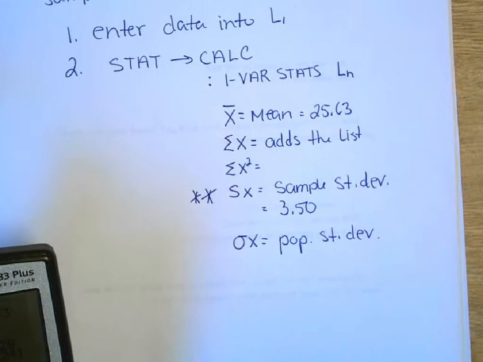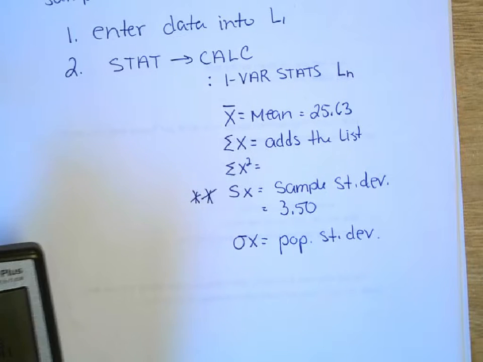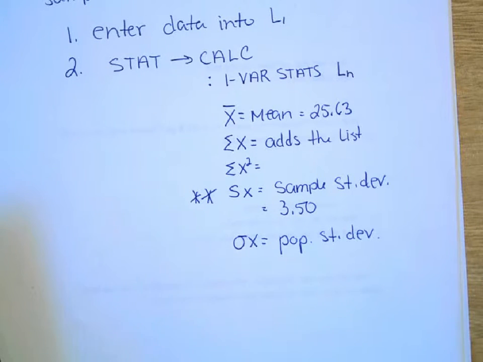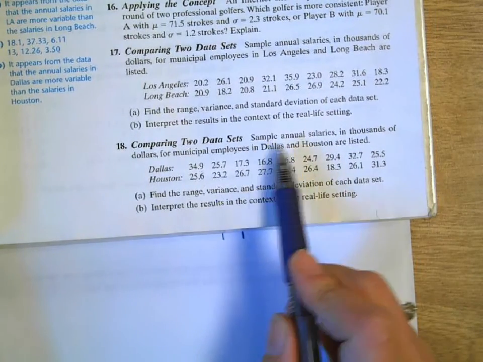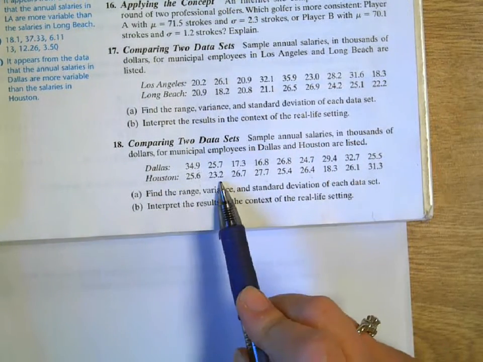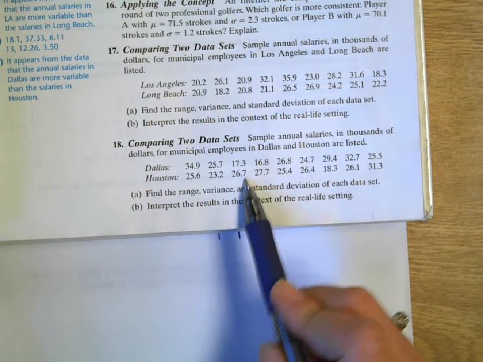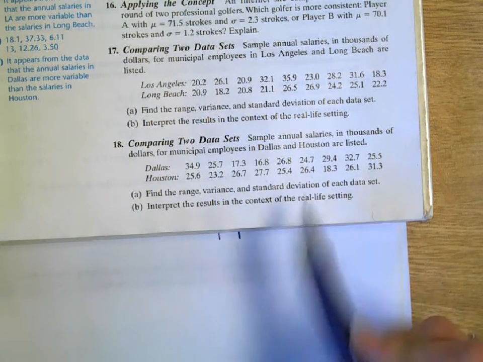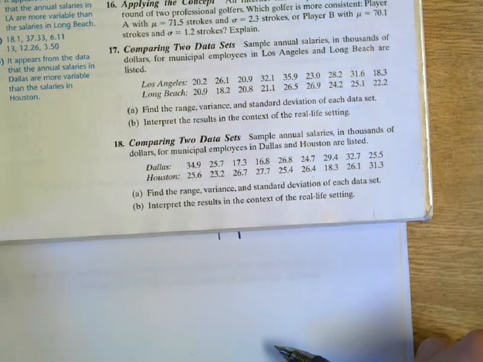Does the calculator know whether the numbers in that list are from a population or a sample? Why doesn't it know? Because it's not smart. Because it can't read your book. What numbers did we put in, from a sample or from a population? Sample. This was sample annual salaries for municipal employees in Houston. So the calculator can't read the book to see that those numbers were a sample, so it does both of them and says, well, you know what you're working with, pick the one you want.